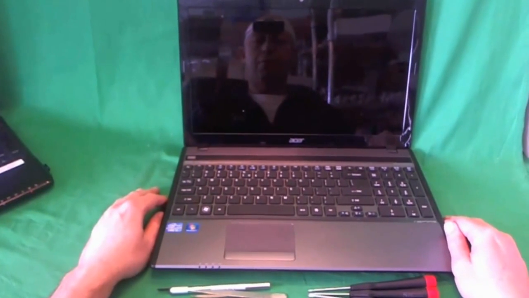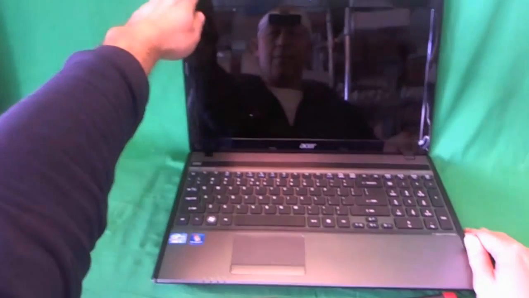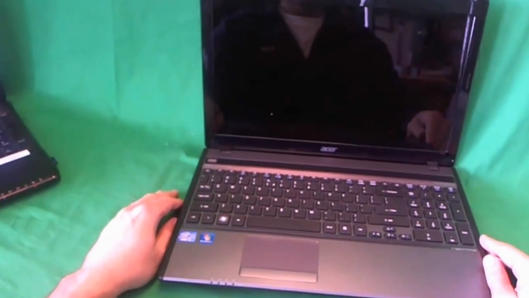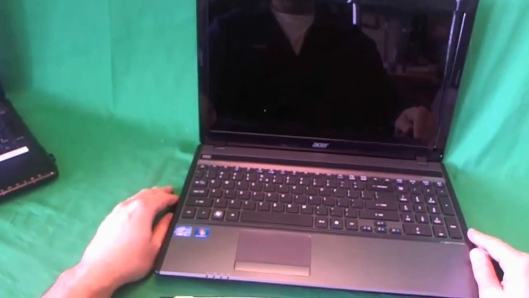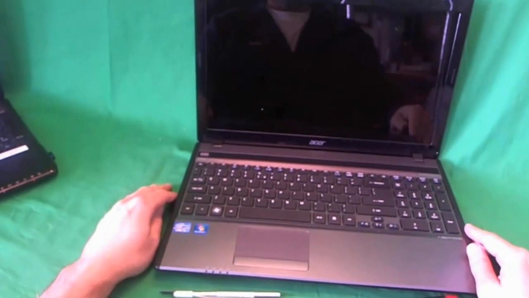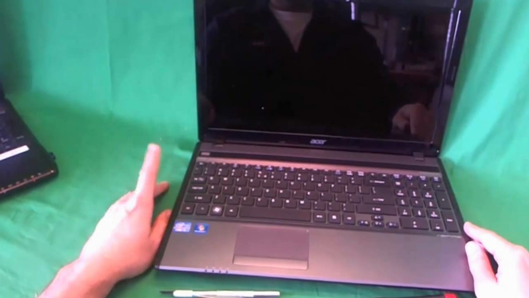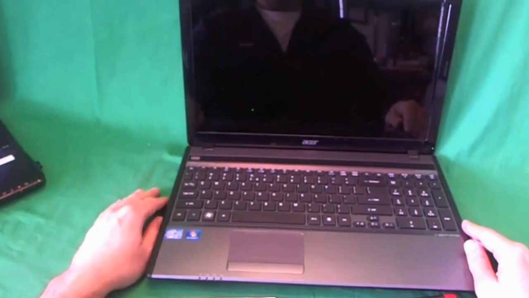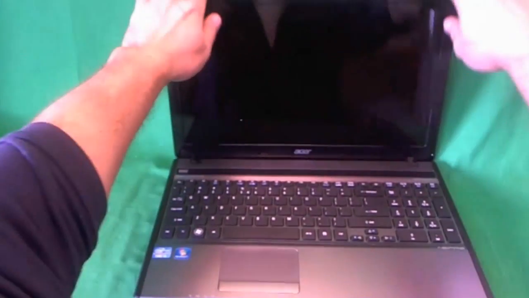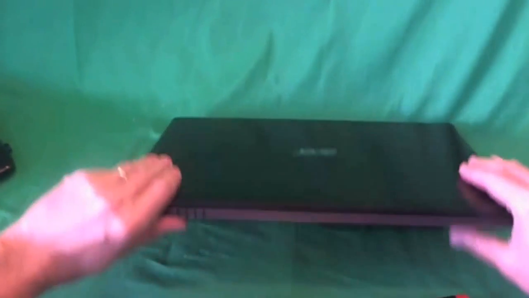Today we have an Acer Aspire 5755 laptop computer with a cracked screen, and I'm going to show you how to replace the screen on an Acer Aspire 5755 laptop computer. Before we do anything with this or any other computer, we need to remove the battery so we can work on the laptop safely.